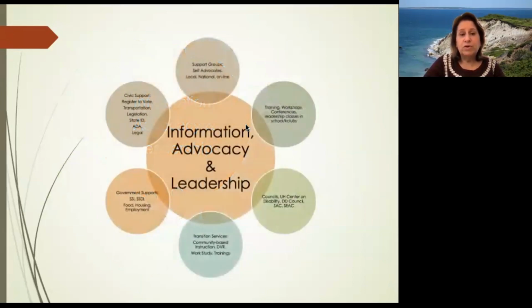There may be support groups across the state. If you don't have one in your area, you might be able to join another support group. Since COVID-19 happened, we've had a lot of support groups go virtual. And so if you need to know where there are support groups, contact the SPIN office and they may be able to help you. Training, workshops, conferences.